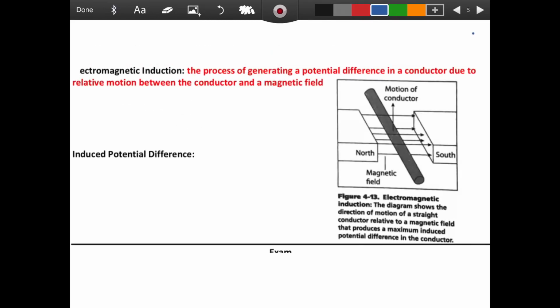Last part of the Cornell notes for this unit, so we made it through another packet, is electromagnetic induction. And this is the process of generating a potential difference, think circuits, in a conductor, most likely a wire, due to the relative motion between the conductor and the magnetic field. And I didn't want to define this. I thought it would be better to include a picture.